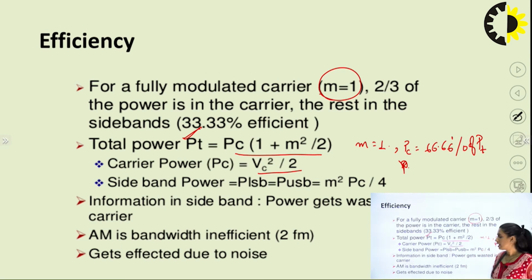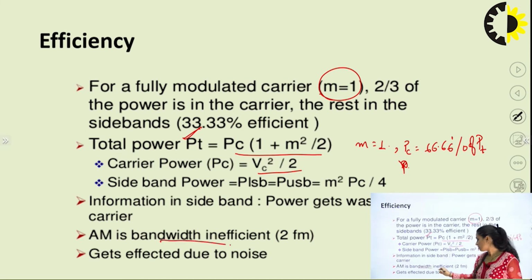So from here I get to know one point, that when I transmit my amplitude modulated wave, 66.66%, that is 2/3 of the power, gets wasted in transmitting the carrier and only 1/3 of the power is consumed by the actual information, and the actual information is contained within the sidebands, that is the upper sideband and lower sideband, which is 33.33%. So I can say that AM has an efficiency of 33.33%, which is quite less. This leads me to go for another kind of amplitude modulation variation which is called double sideband suppressed carrier, which we will be talking about, right?